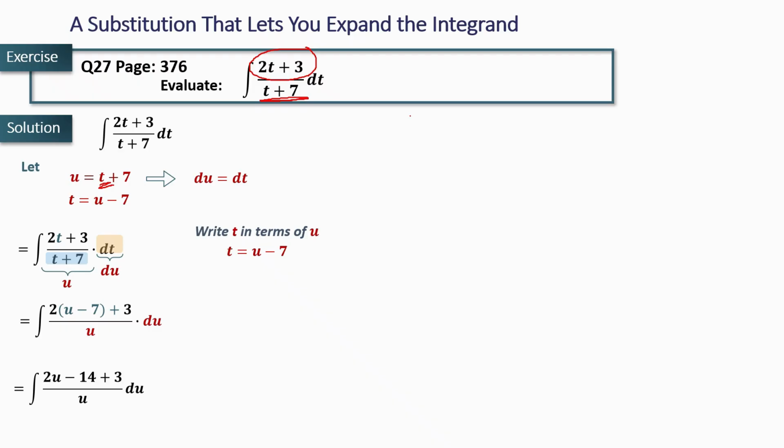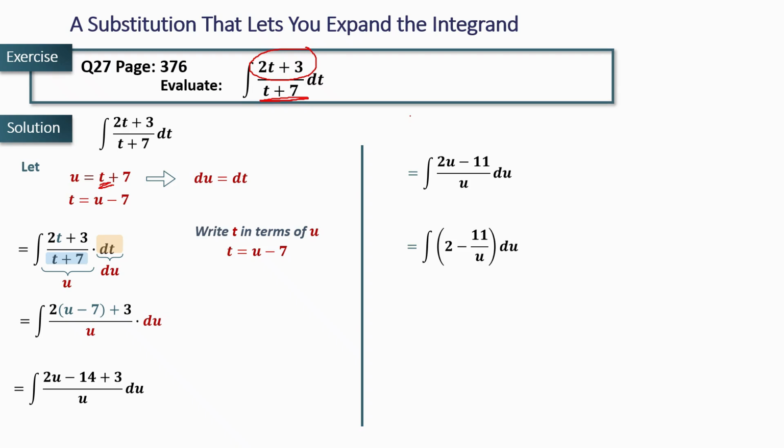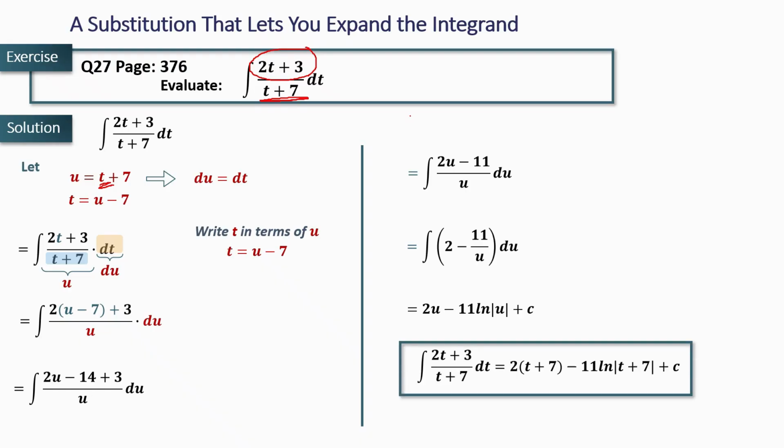So you get such an expression. When you open the bracket, you will get it like this, and in simplified version, you will get it like this. Now let's split the integral: 2u over u minus 11 over u du. So you get integral 2 minus 11 over u du. So 2 du is 2u minus 11 du over u, whose integration will be ln absolute value of u plus c. And what is u? t plus 7.